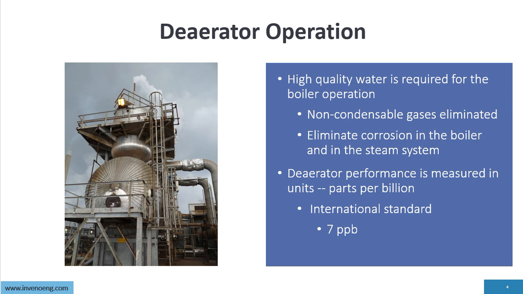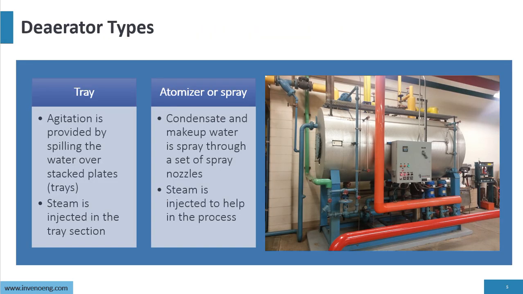For deaerator operation, high quality water is required for the boiler operation. We have to remove the non-condensable gases, or eliminate them. Eliminating corrosion in the boiler and the steam system is the result of having a performing deaerator. Deaerator performance is measured in units of parts per billion. The international standard is 7 parts per billion. It's also an ASME standard to have 7 parts per billion for dissolved oxygen.